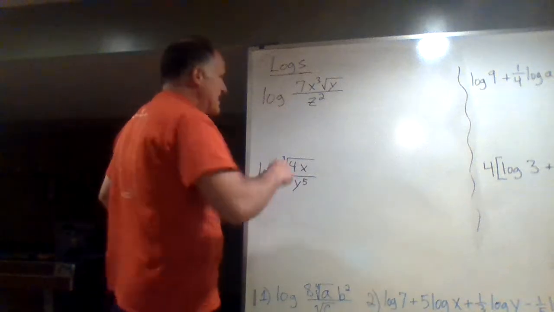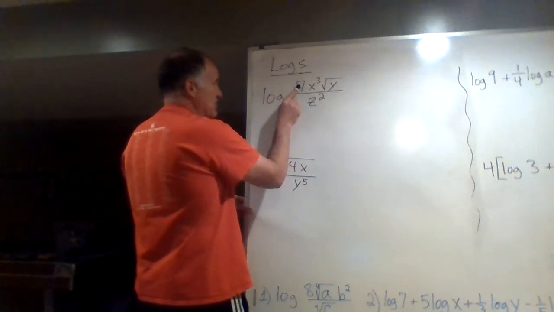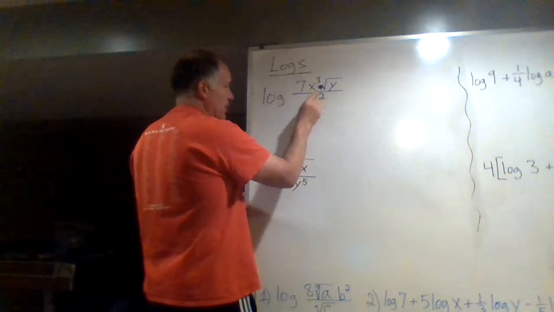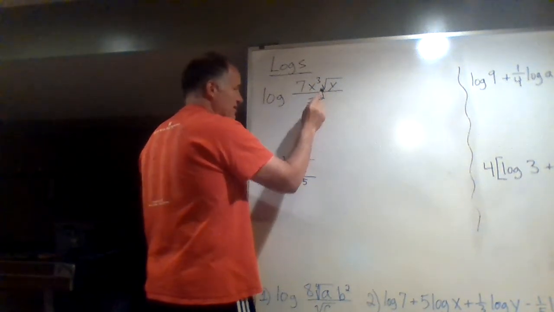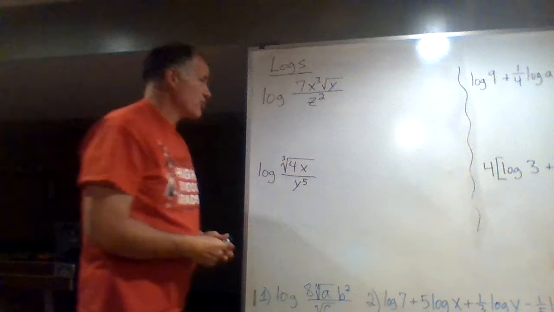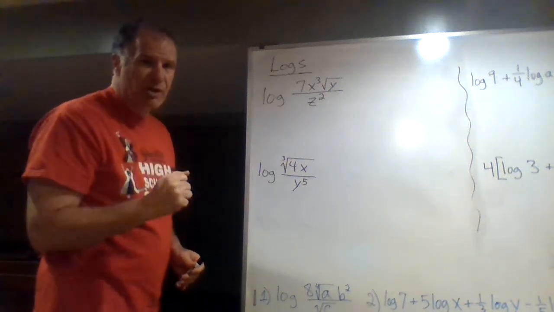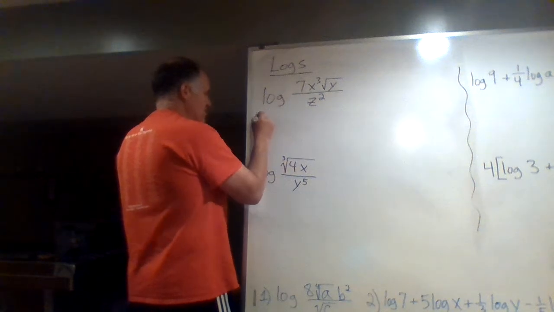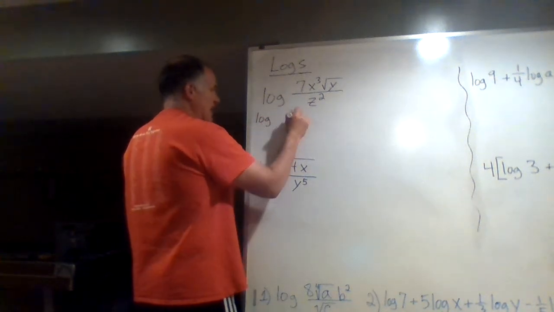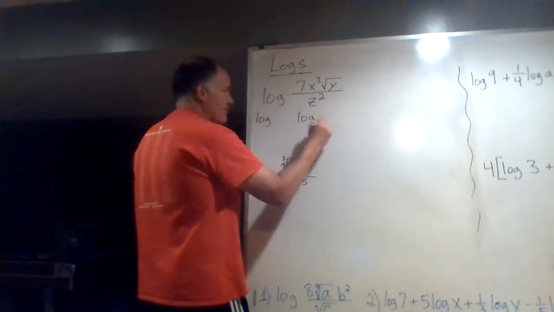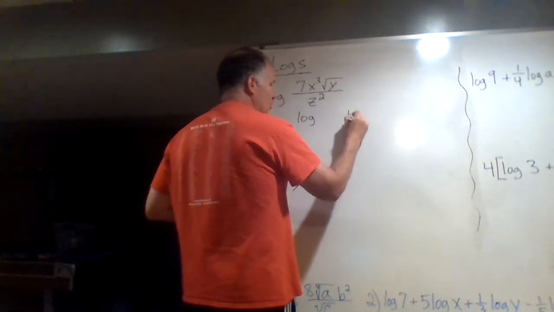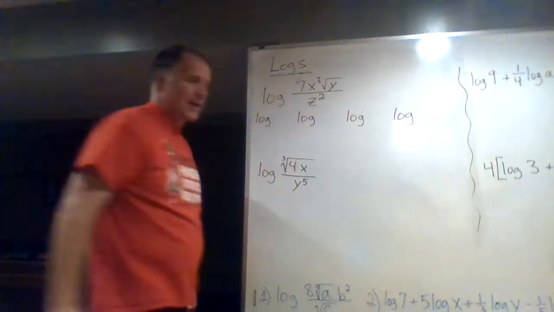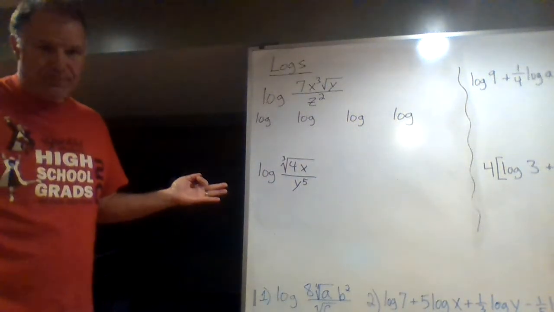So remember, how many things do I have? The 7 is an expression, x cubed is an expression, radical y is an expression, and z squared is an expression. So there are 4 expressions, so I'm going to have log 4 times. That's what that means. I'm expanding this, so in general we start with log 4 times. Remember, we're expanding it out.